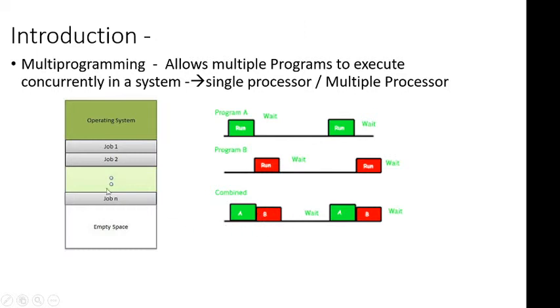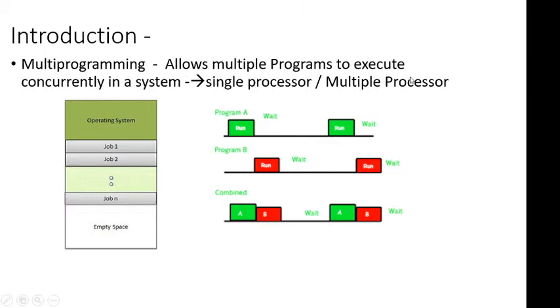In order to do that, we need multiprogramming. For multiprogramming, all the processes must reside in the main memory. Now multiprogramming can be achieved by a single processor or a multiprocessor system. If it is achieved by a single processor system, it is somewhat pseudo parallel. It's not exactly parallel processing, it is interleaved processing.